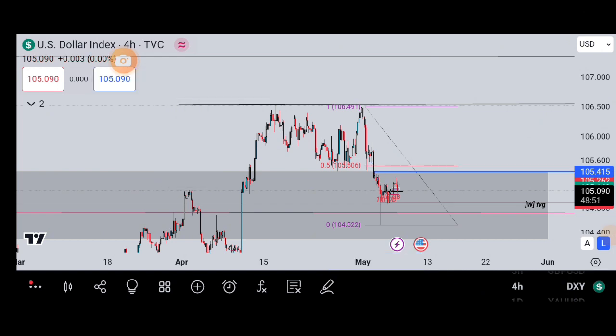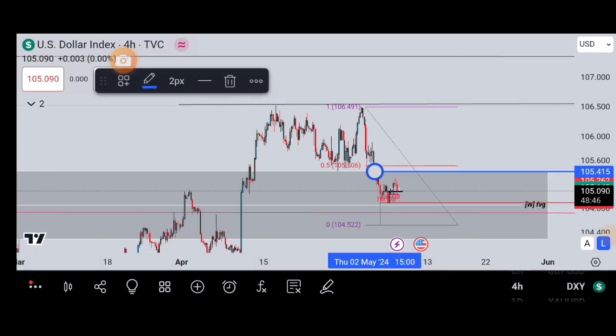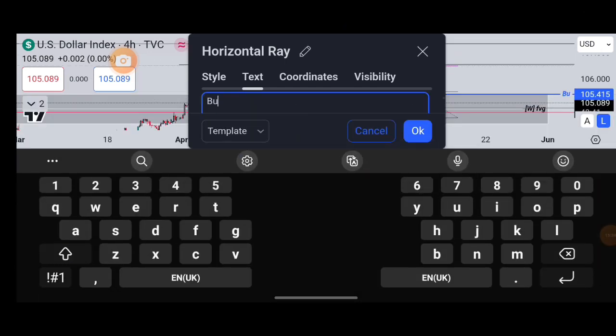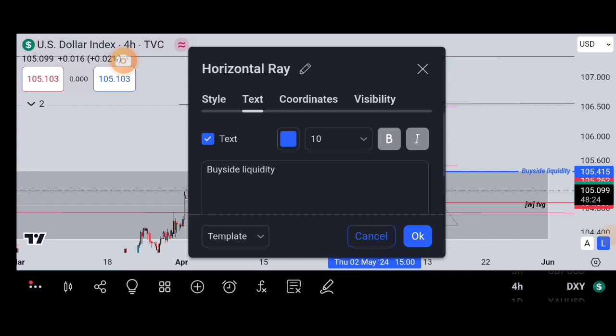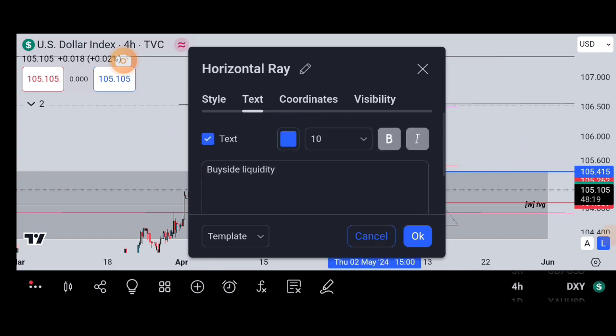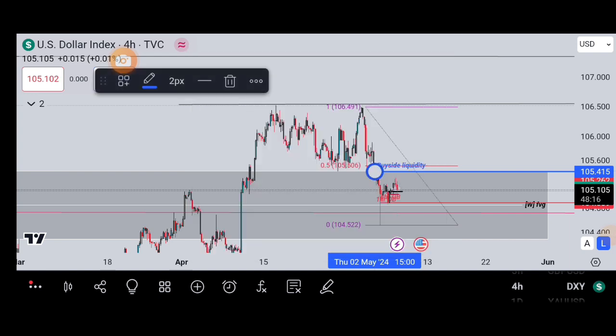the low of that fair value gap, right? So this is the buy side liquidity that we'll be targeting, and yeah, buy side liquidity, which is our low hanging fruit liquidity. Yeah, so ensure that you have it at the top, then left, and yeah, we're good.